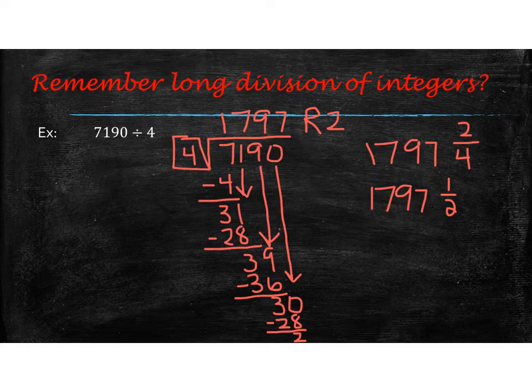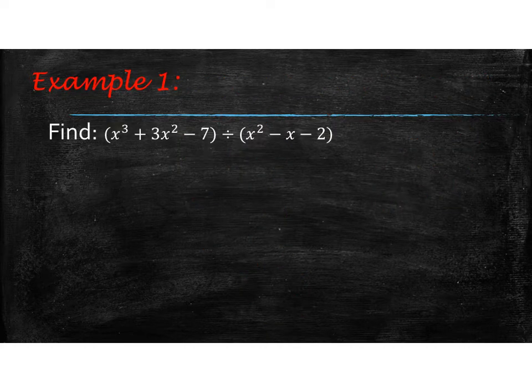Okay, you're going to have to remember this because we're going to use this process, but now with polynomials that have variables. All right, so this first example says take x to the third plus 3x squared minus 7 and divide it by x squared minus x minus 2. Well, you're going to take your first polynomial and you're going to put it under the division bar.